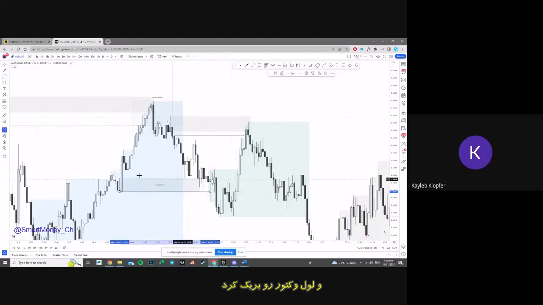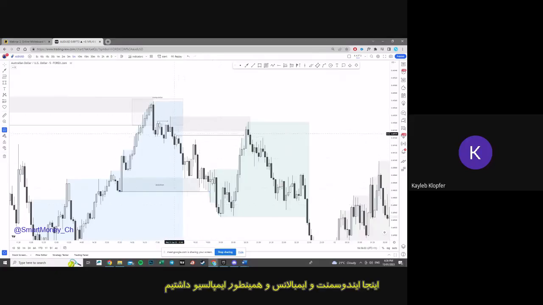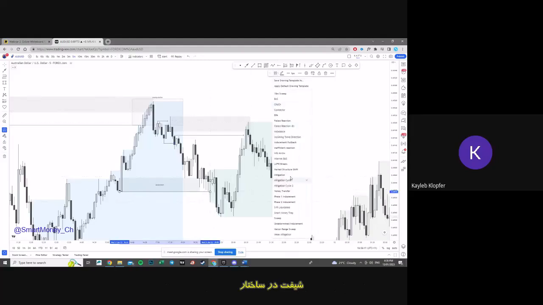The cause of the vector level break is this here. We have an inducement level here, an imbalance, and impulsiveness, obviously, because this is the one that created our market structure shift. I'll just write that this is a market structure shift.